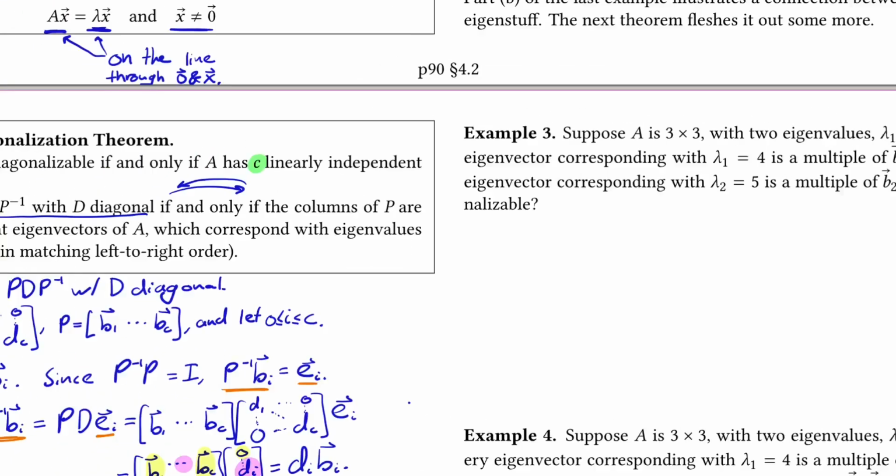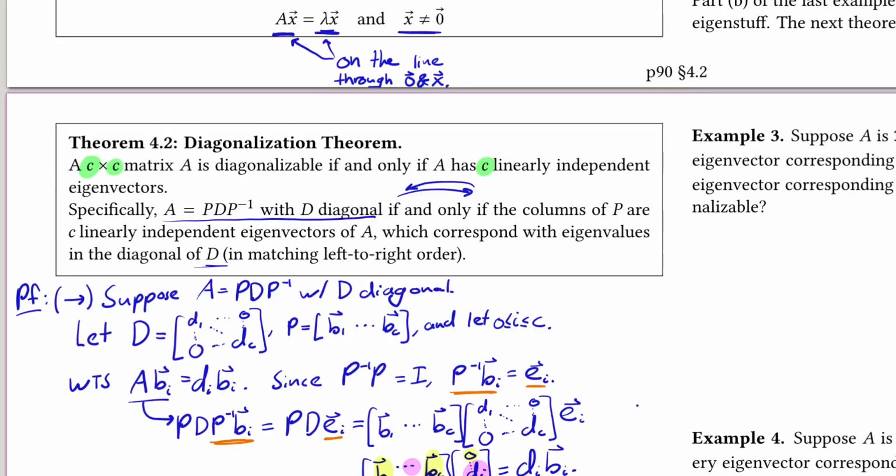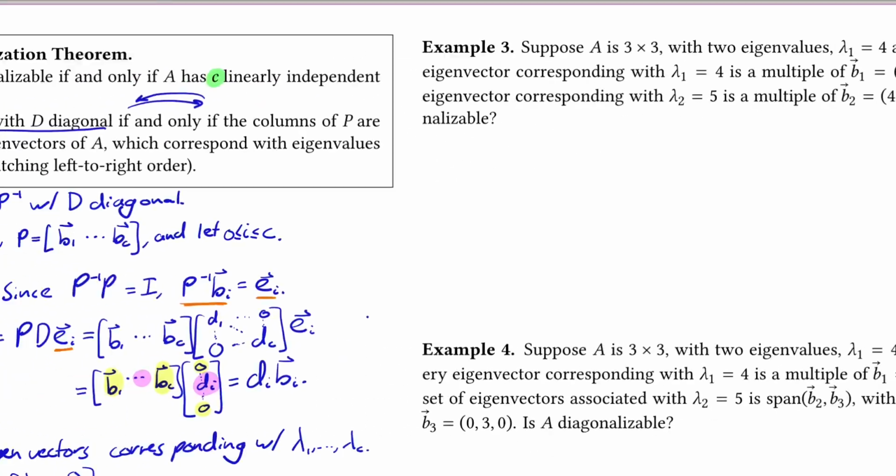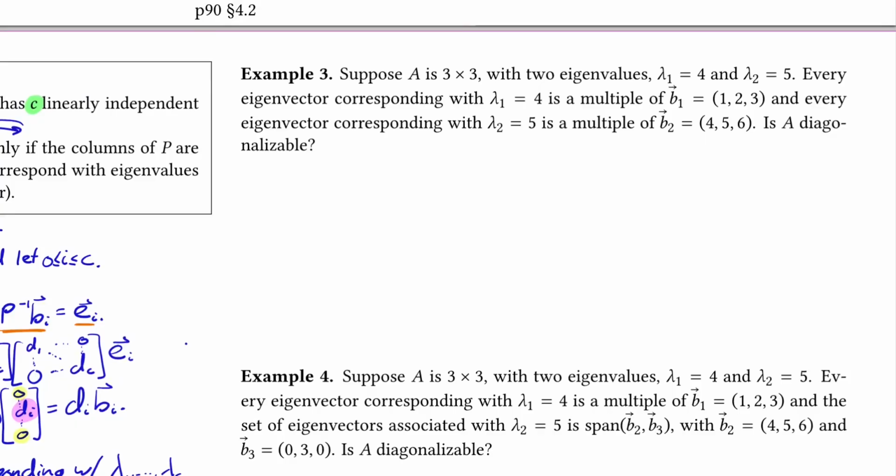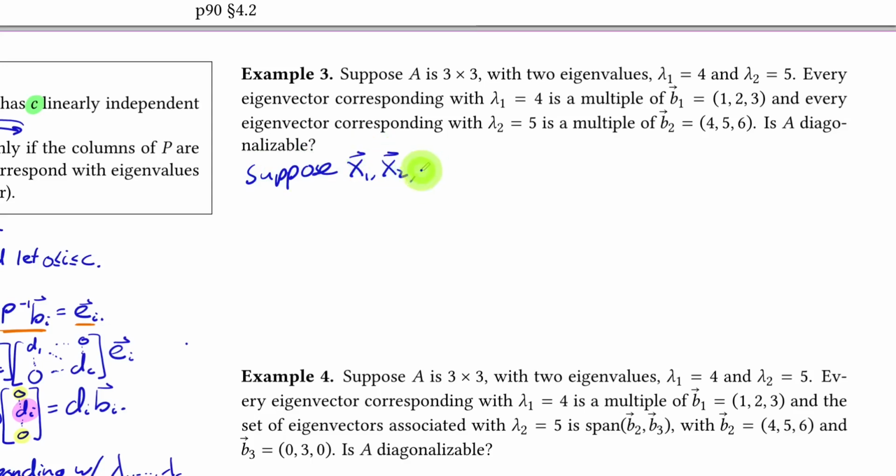Well, let's see. What the theorem says, the n we're talking about is 3 in our case, and A is diagonalizable if and only if A has 3 linearly independent eigenvectors. So can we find 3 linearly independent eigenvectors of A? Well, let's suppose x1, x2, and x3 are eigenvectors.